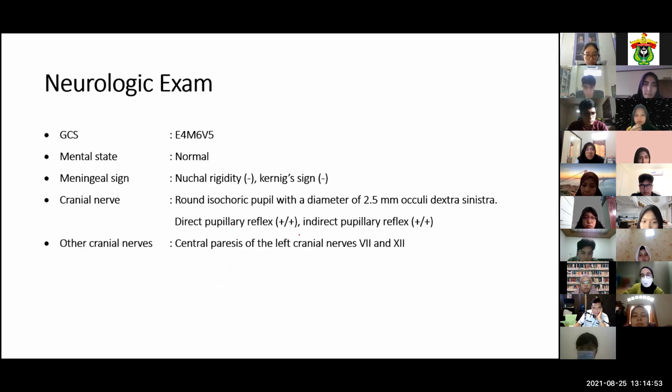So maybe we'll start with Ira. What do you notice from this neurological exam? Do you see anything abnormal from the exam? Are you able to read this? Have you seen this kind of written form of neurologic exam before? Do you know what this means? Maybe the cranial nerve, there is a central paresis, doc. Okay, so you've noticed that there is an abnormality here.